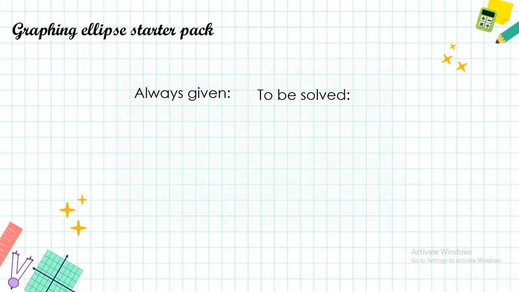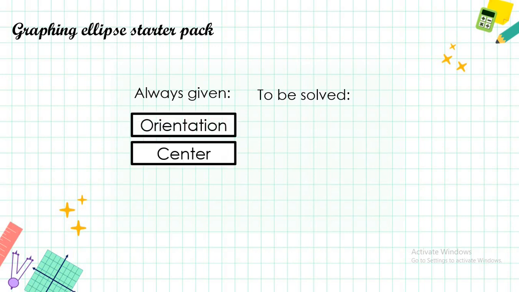So given a standard form, there will be some information that we are going to identify. The first one would be the orientation, then the center, and the values of A and B. We practiced last time how to identify the orientation. You already know how to identify the center. And of course, we also practiced how to identify A and B.